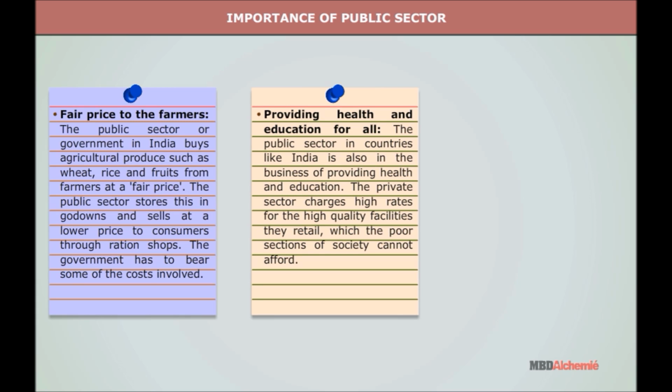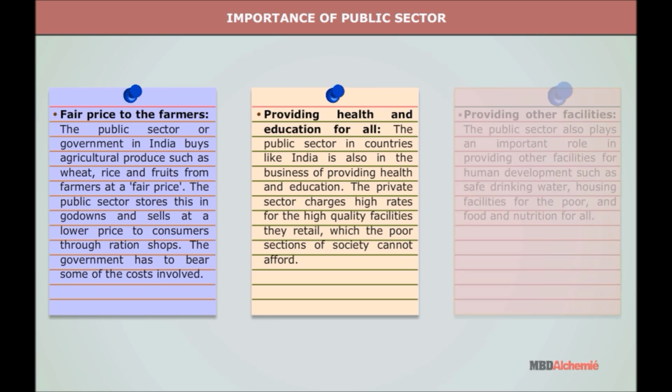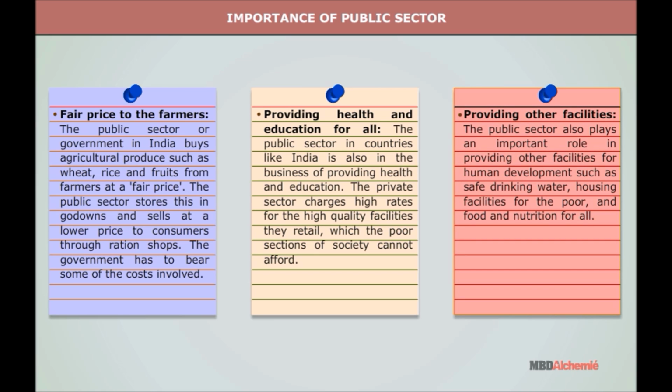Providing health and education for all. The public sector in countries like India is also in the business of providing health and education. The private sector charges high rates for the high quality facilities they provide, which the poor sections of society cannot afford. Providing other facilities. The public sector also plays an important role in providing other facilities for human development such as safe drinking water, housing facilities for the poor, and food and nutrition for all.